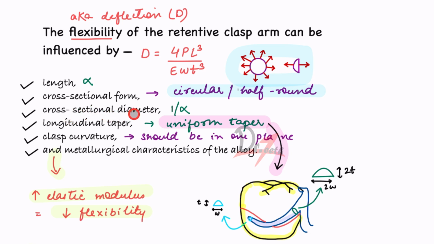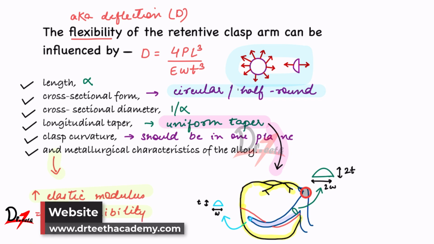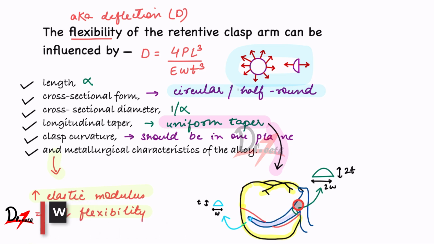Now the cross-sectional diameter: the flexibility is inversely proportional to the cross-sectional diameter. Then longitudinal taper, we need to have a uniform taper. So this right here is a clasp. As we move from the origin to the terminal end, we have a taper, it is getting thinner and thinner. So we need to have a uniform taper. And the curvature also should be in one plane. It cannot be in any plane in three-dimensional space. If it is not in one plane, it will become more rigid.